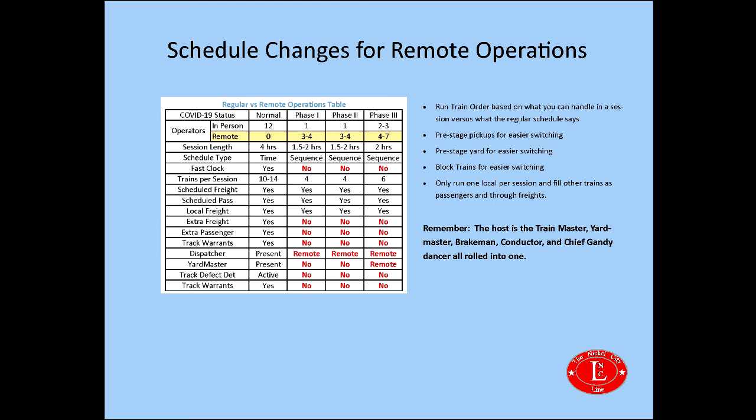I also eliminated the time-based schedule and went to sequential operations, moving a number of trains into new positions to accommodate remote ops. I also eliminated the use of the fast clock. The number of trains run per session was reduced from 14 to between 4 and 6 trains. Local trains were limited to 1 per session. Extra passenger and freight trains were eliminated. Track warrants and the use of my equipment defect detector were canceled. At the present time, the yard position is not operated remotely.